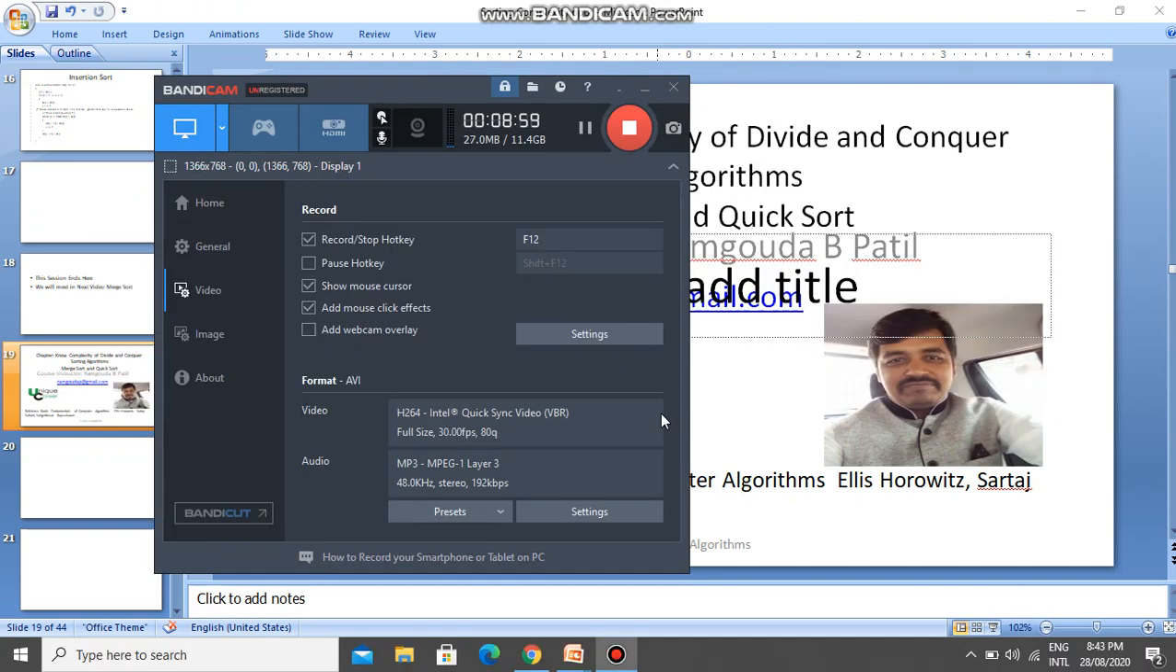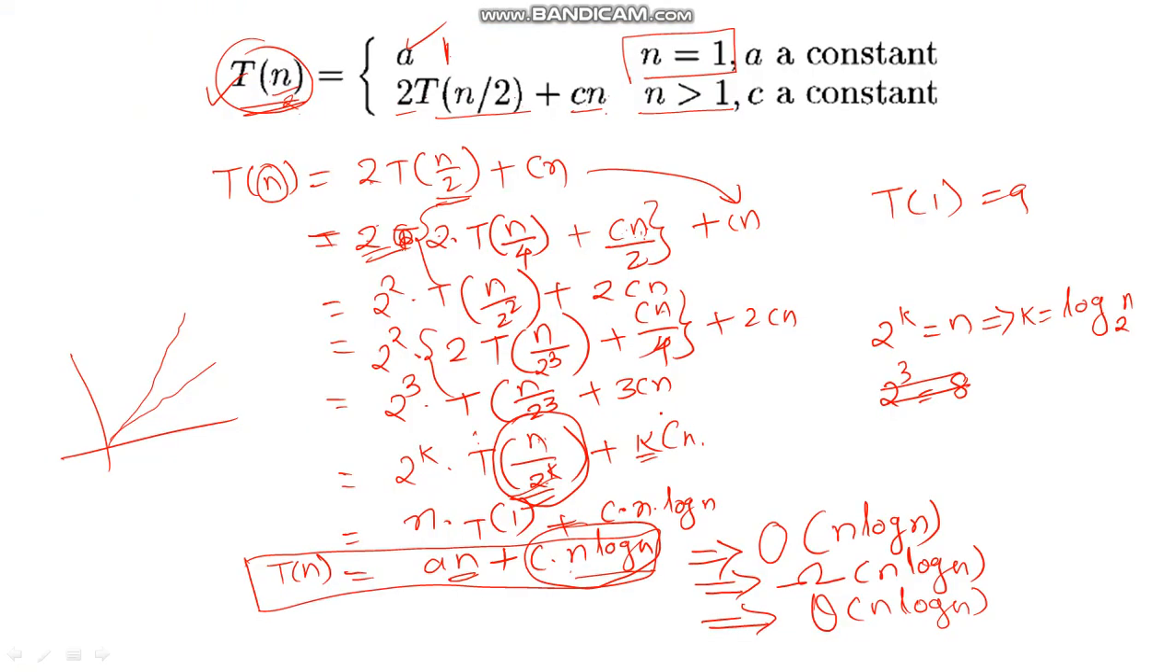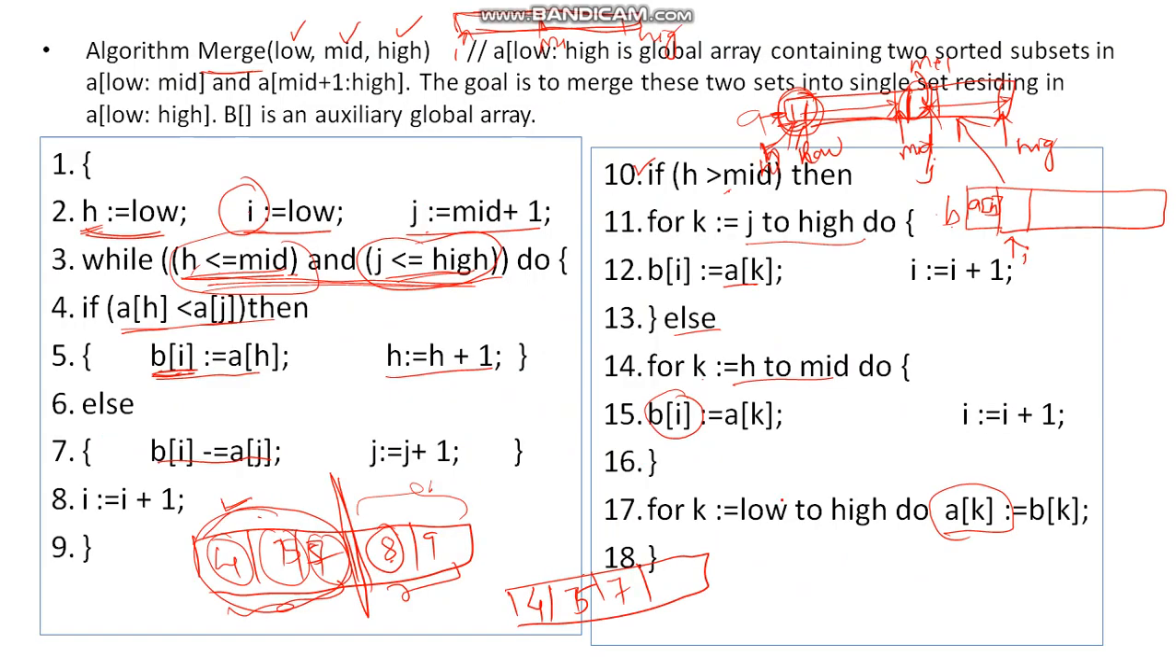Complexity of merge sort is N into log N. So now it is N into log N in all cases: in the best case, worst case, as well as the average case. And why it is this one, I am going to explain. If you go to the algorithm, what we can find is there is no conditional statement, there is no if statement.